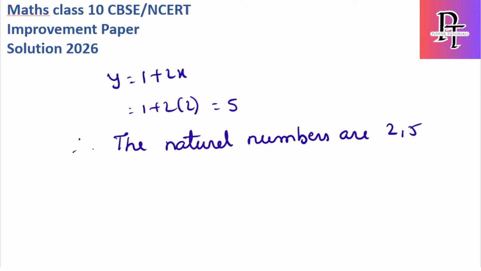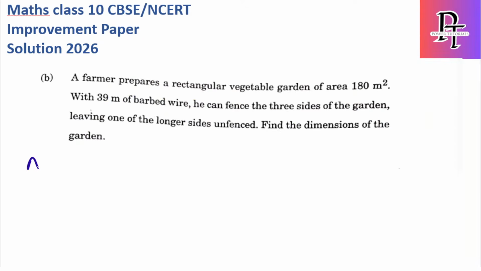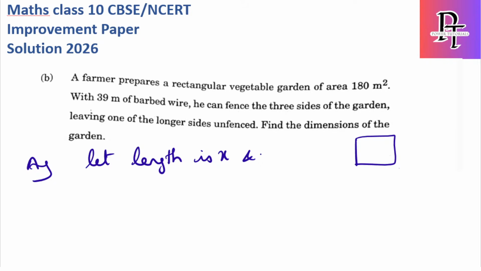Okay, let's move to the next question. A farmer prepared a rectangular vegetable plot garden of area 180. You have a rectangular area. Area is L into B, or let it be x into y. Let length be x and breadth be y.